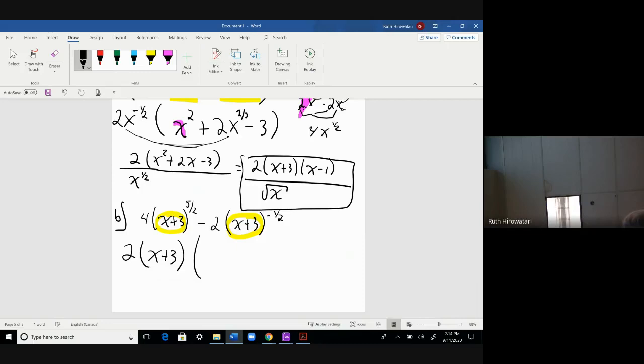Okay, it goes into the first term. The 2 goes into the 4 twice. My x plus 3, the lowest power appearing is negative 1/2. How many x plus 3s would I have left if I factored out a negative 1/2? Well, I would have them to the power of 3. How come? Because 3 minus 1/2 would give me 2.5. Well, 5 over 2 is 2.5. And then this would be subtract 2.